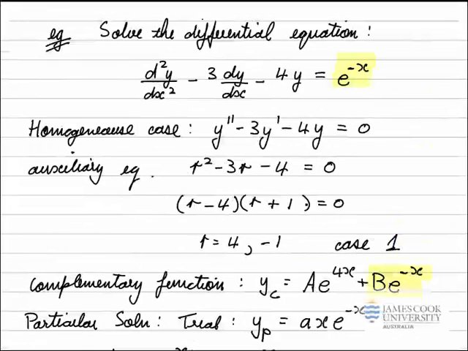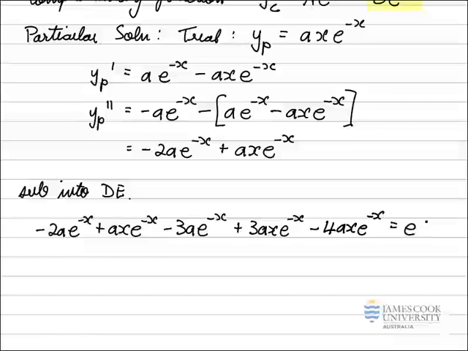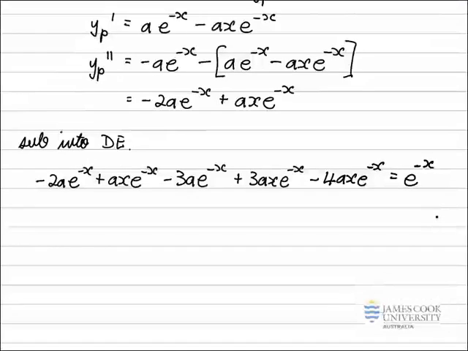The last term on the left hand side is minus 4 times y, substituting in yp for y, minus 4 times that gives us minus 4ax e to the negative x, and that is equal to the right hand side, which is e to the negative x. I'm going to equate coefficients here of e to the negative x. I've only got to solve for one unknown, which is the a here. As I go through, there should be some things that cancel out here.